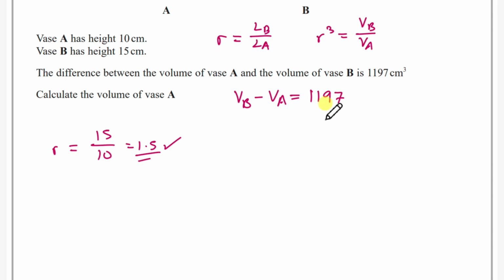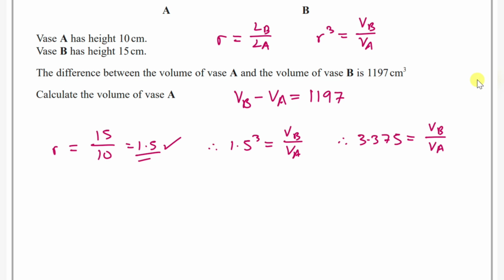Now let's use the second formula, the one with VB over VA. So what we have now is 1.5 cubed equals VB over VA. Let's see what 1.5 cubed is. It's 3.375. So therefore, 3.375 equals VB over VA.